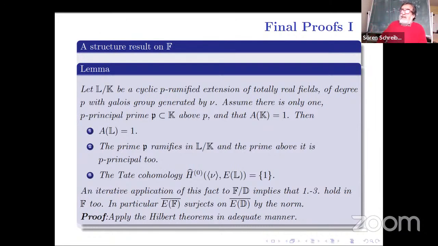Now, if I iterate this back to F over D, which is a succession of m such extensions, by induction I find that the properties 1 to 3 hold for F. So the closure of the units, global units in F, surjects on the units of D. So this follows from the theorems of Hilbert.